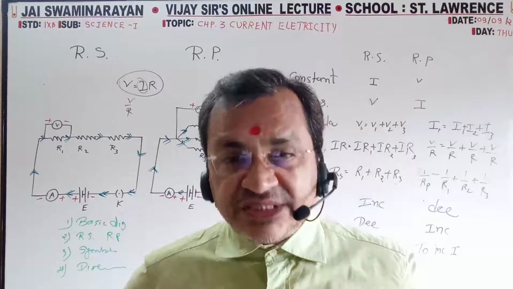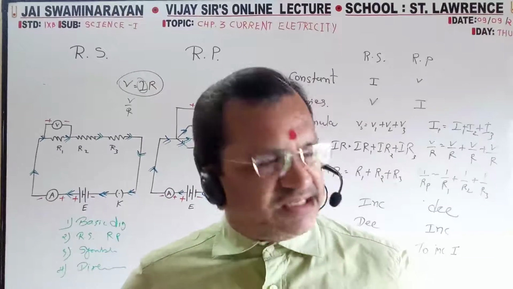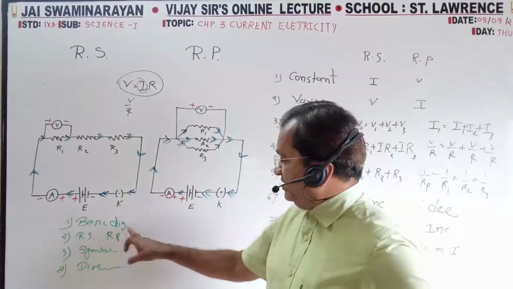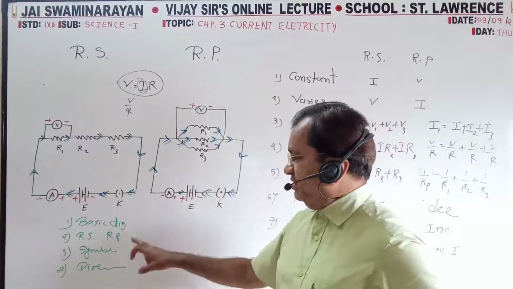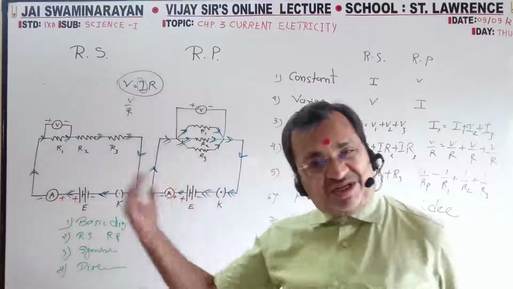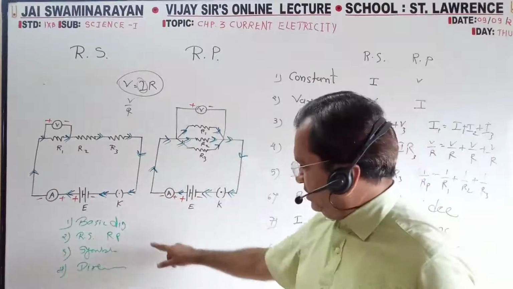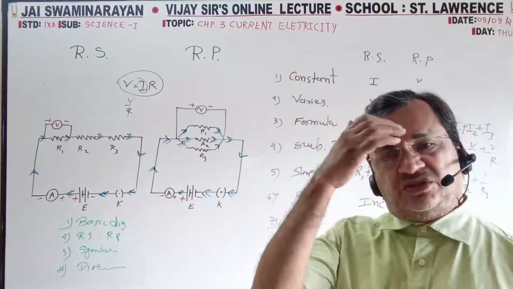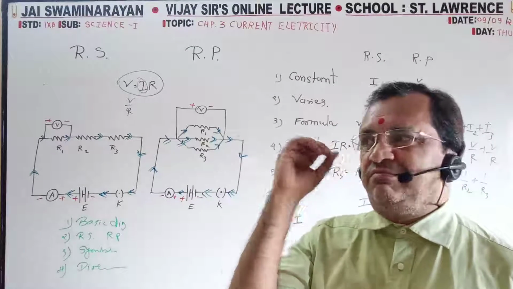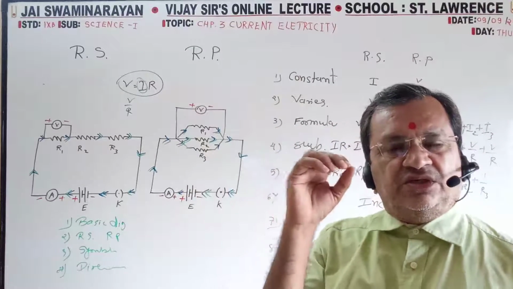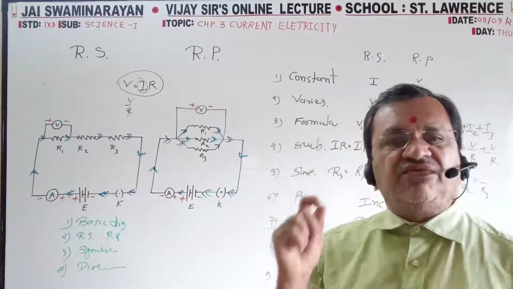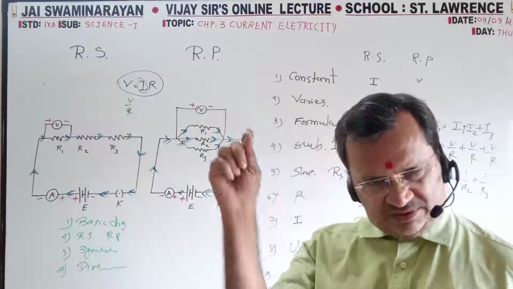What is RS, what is RP? RS is resistance in series, RP is resistance in parallel. Basic diagram: three in series, three in parallel. Then write the symbol plus and minus. Then from plus to minus show the direction. If the symbol is wrong, the full diagram is wrong. If the direction is wrong, the full diagram is wrong.